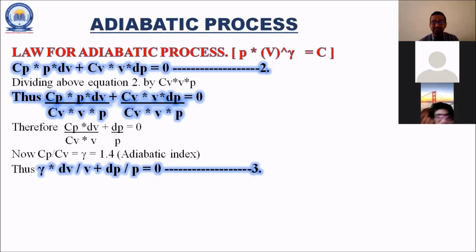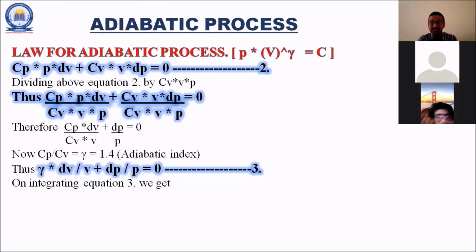I hope you are getting this answer of equation number 3. I want your responses in the chat box, if you are understanding the steps of the derivation. Gamma dV by V plus dP by P is equal to 0. Okay, good. Majority of the students are understanding and also they are noting down these steps. Very good, students.